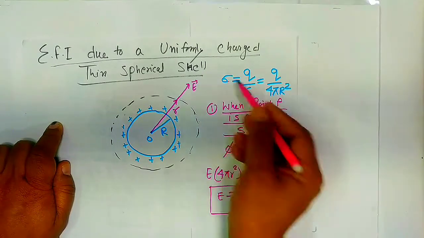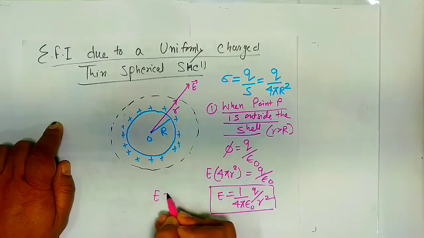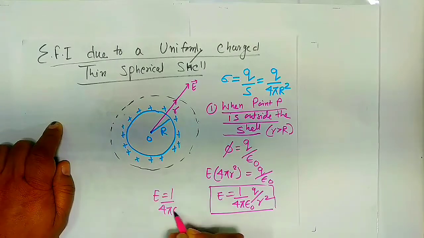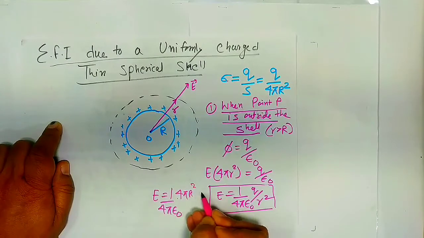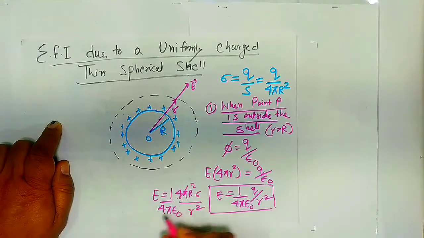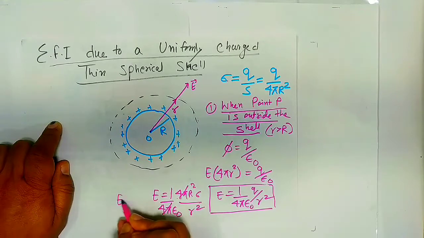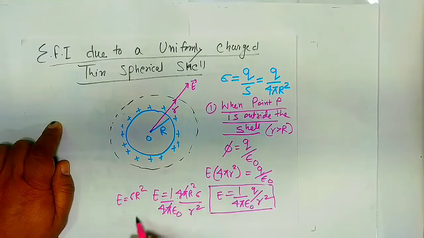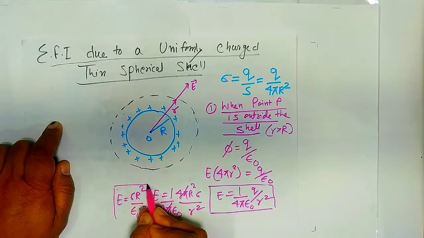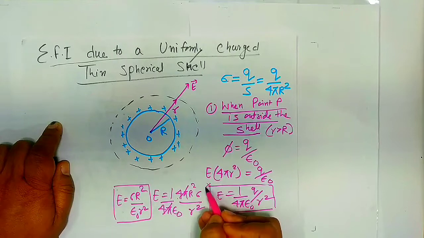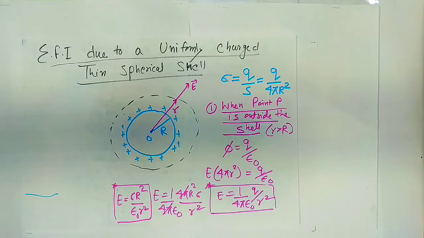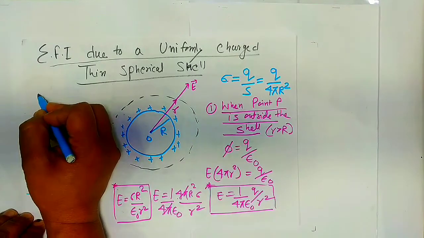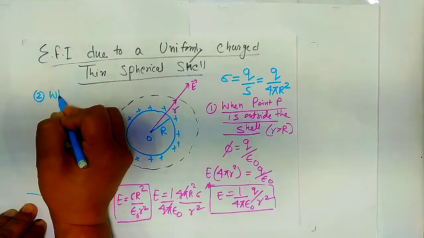If you want to replace this, you can do it like this also: 1 upon 4 pi epsilon naught. In place of Q, you can write 4 pi capital R square sigma. So you can see it can also be written as sigma R square by epsilon naught r square. This is another form. This is for the point outside the cell.